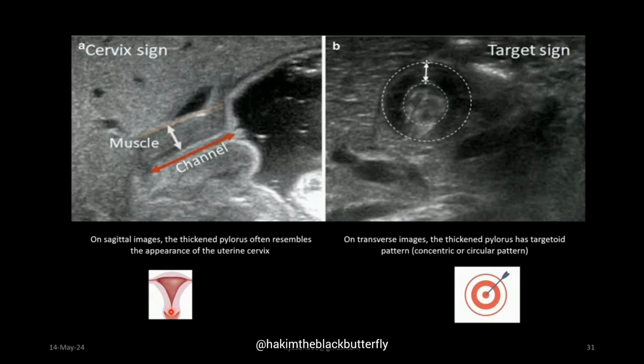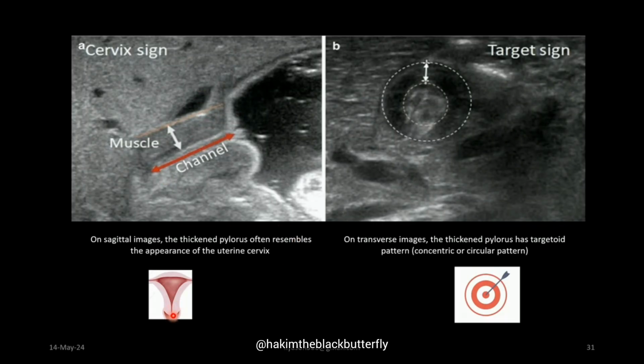And the appearance of the pylorus in this state is going to appear like the cervix. That's why this is the so-called cervix sign in the diagnosis of pyloric stenosis. I'm not saying this is the cervix, but it resembles the cervix.